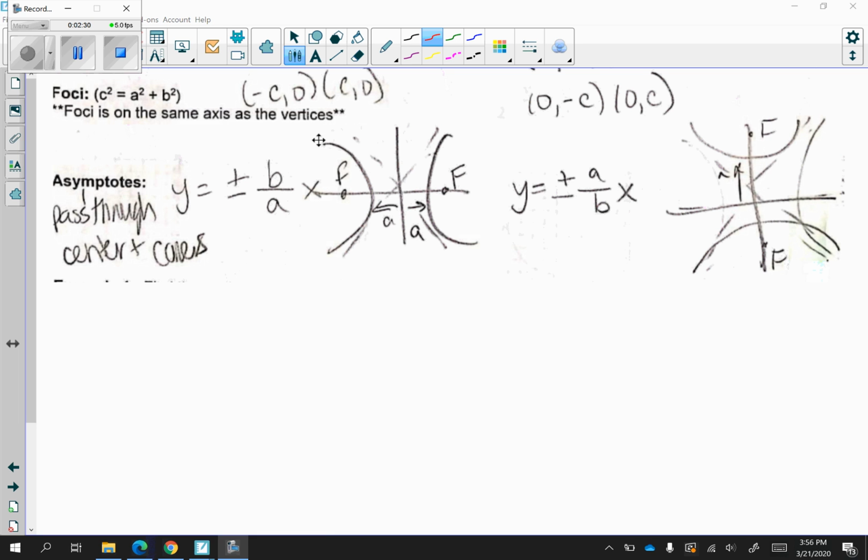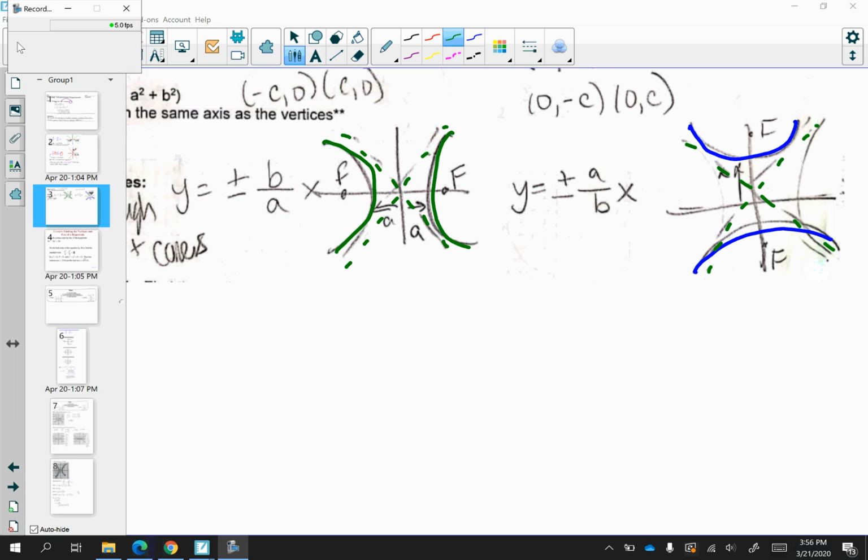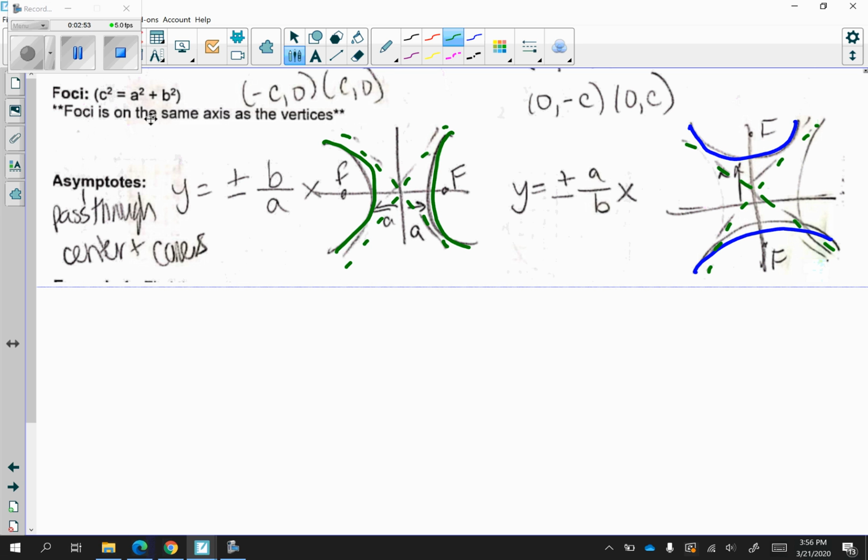So notice here, if here's my hyperbola on the x-axis, I'm going to have asymptotes right here. And then vice versa for when it's on the y-axis, I'm going to have asymptotes here and here, with plus or minus a over b x. Notice that my f here and f here are my foci, which are on the major axis, along with here, f and f along the major axis.